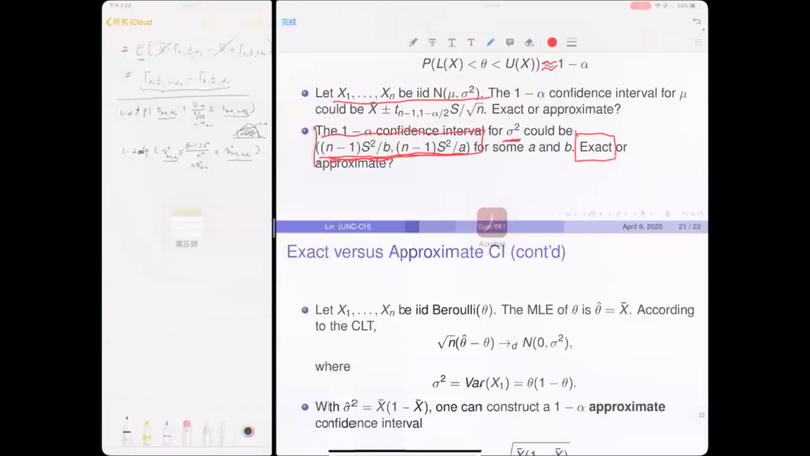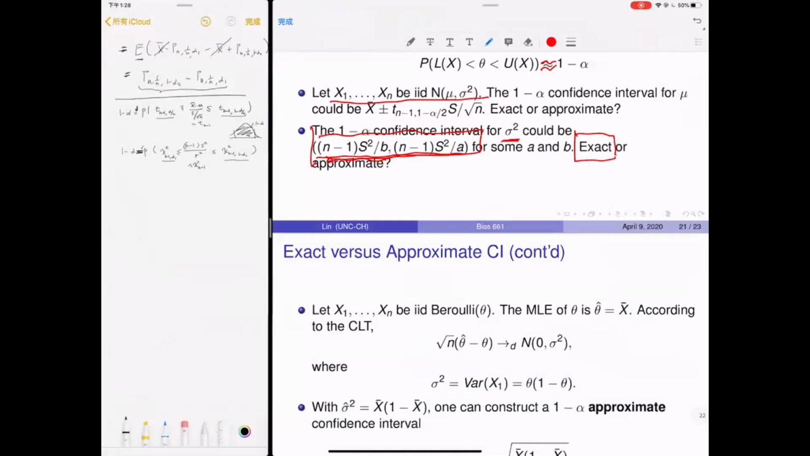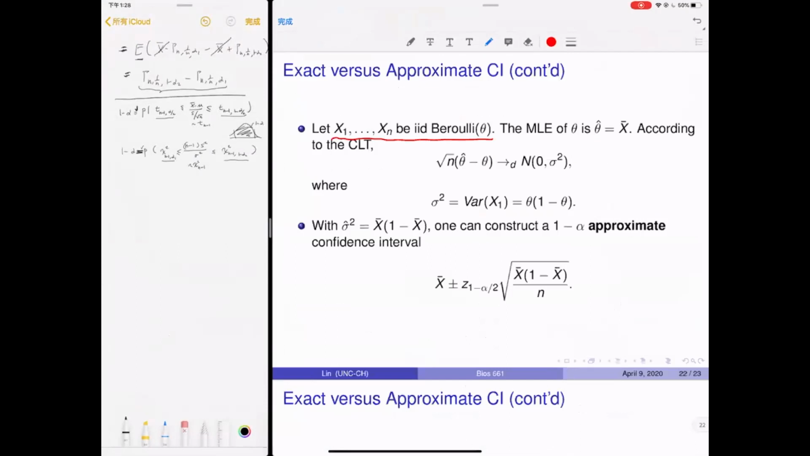Say if I have X1 to Xn that are Bernoulli theta. Then you know its MLE is X bar. According to the central limit theorem, what does the central limit theorem tell you? It tells me root n times (X bar minus E X1) goes in distribution to a normal with mean zero and variance equal to the variance of X1. This is the formulation I taught about the central limit theorem. So that means E X1 here is theta.